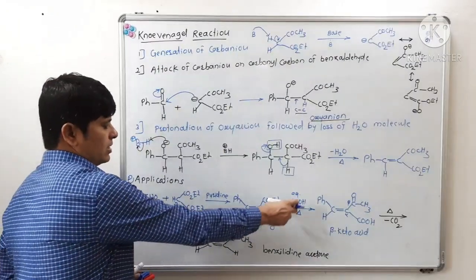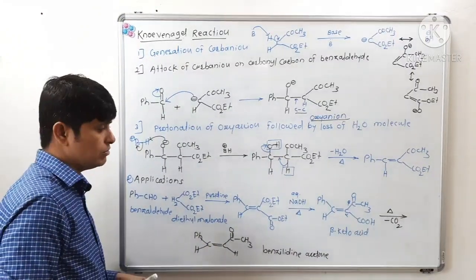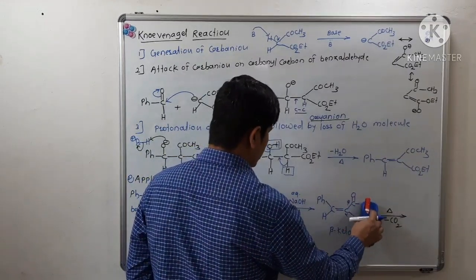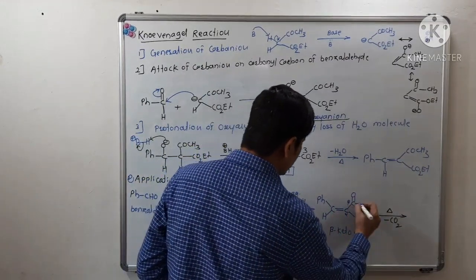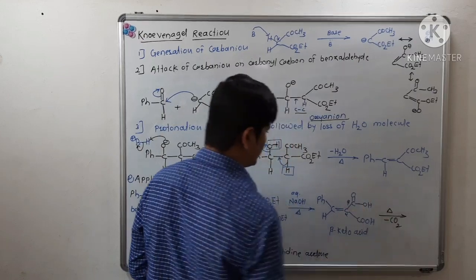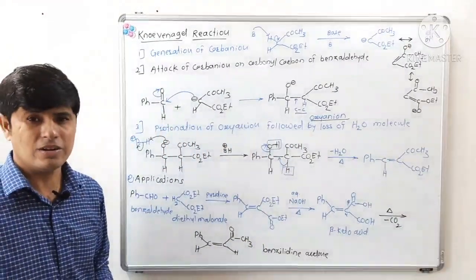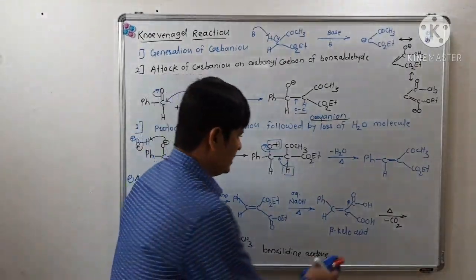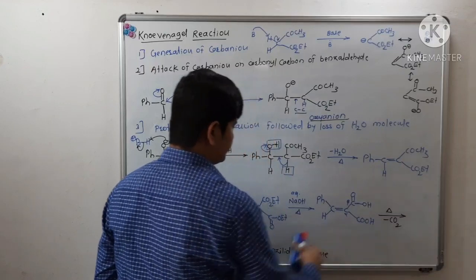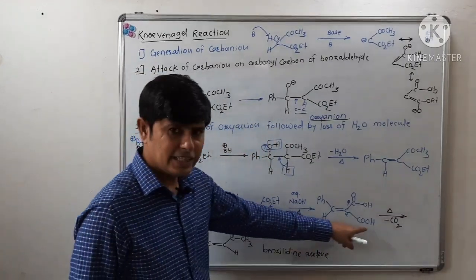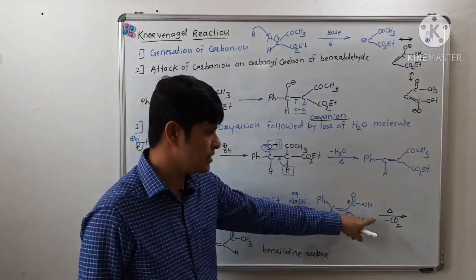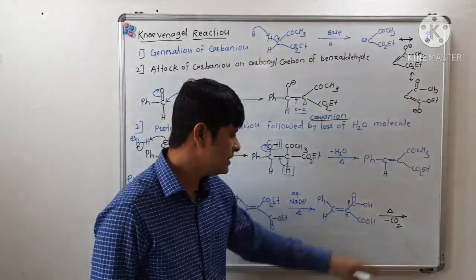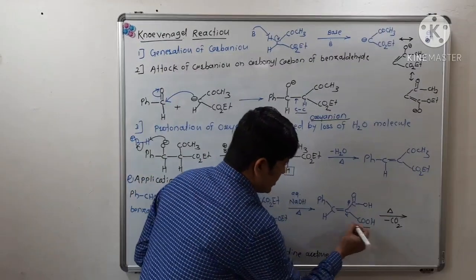This condensation product is reacted with aqueous sodium hydroxide, and there will be hydrolysis of both the ester functionalities into the corresponding carboxylic acids. And in the next step, this compound, which is a beta dicarboxylic acid, on heating will lose one carbon dioxide molecule.